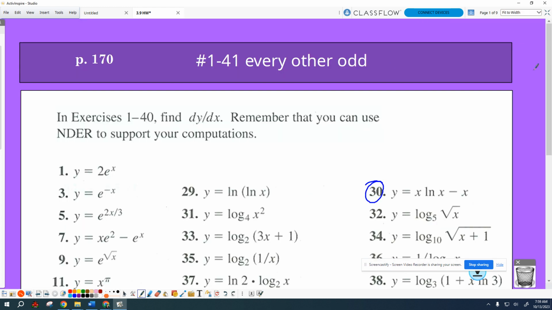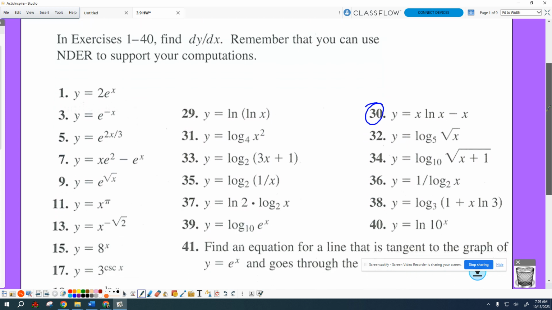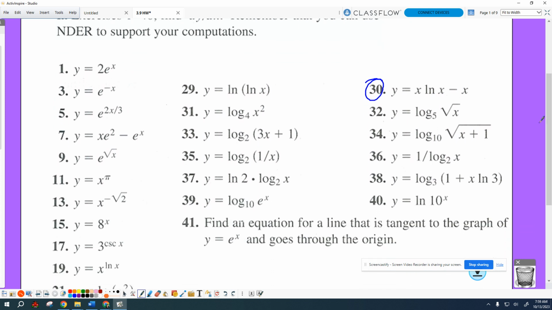Is the minus x inside the natural log, or is the negative x by itself? Okay, how do you guys read that? Is the minus x inside with the natural log or not? No, it's outside, right? There's no parentheses. If they wanted it inside, they would have had to give you parentheses, and then it would have been natural log of 0, which is not allowed.